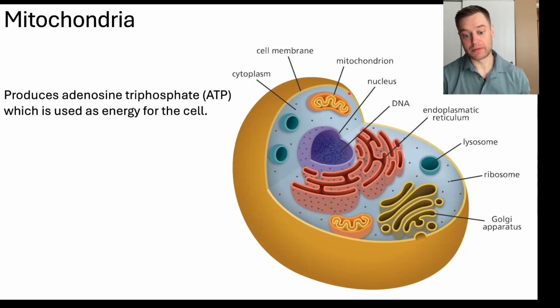Mitochondria is the powerhouse of the cell. We can see that right here. Although I'm showing you just a typical animal cell, I'm showing you that because the organelles of an animal cell and a neuron are similar. So mitochondria produce adenosine triphosphate.